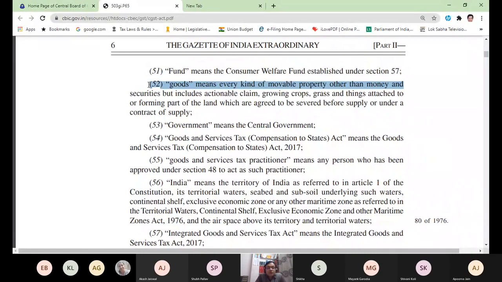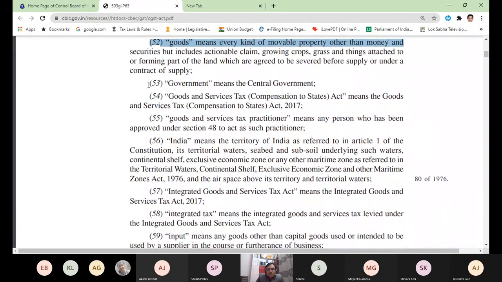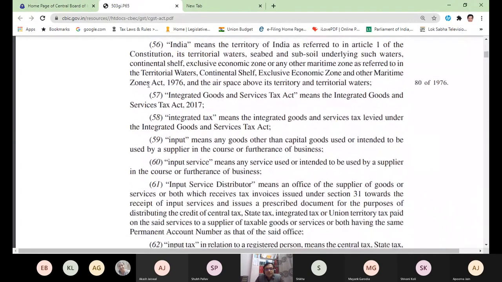Now you can see the definition of goods. Goods means every kind of movable property. So immovable property, when you sell a house property, land or building, is not subject to GST. That is subject to stamp duties, which are under the purview of the state government. That is why goods means everything which is movable and not immovable property. So this point also you should remember.